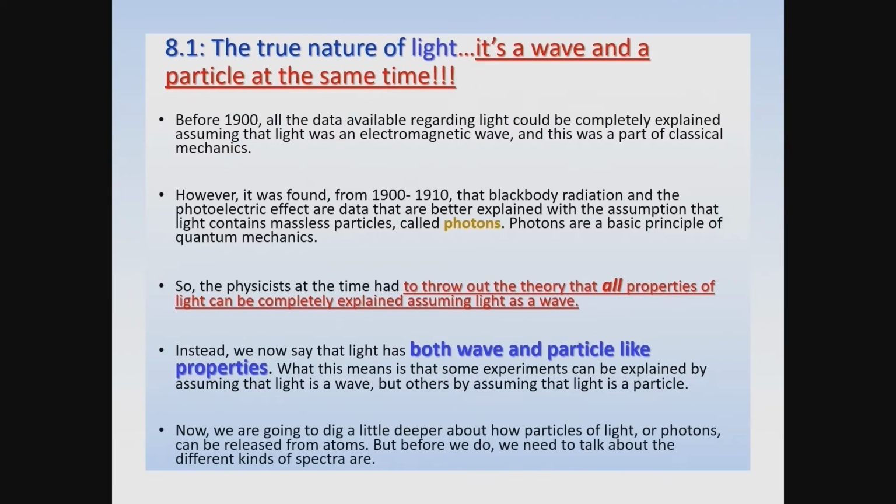So now I want to dig a little bit deeper into how particles of light, or photons, are created by atoms. Before I do that, we're going to examine some spectra that get released from matter and from atoms. And then after we look at that, we'll take a look at a model that explains how light is released from atoms in the form of photons.